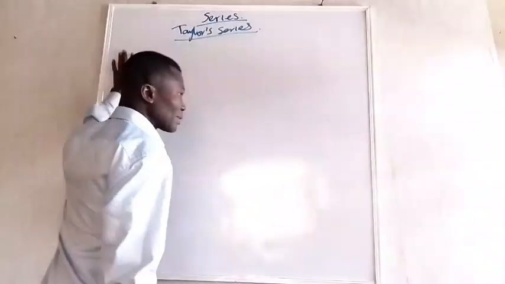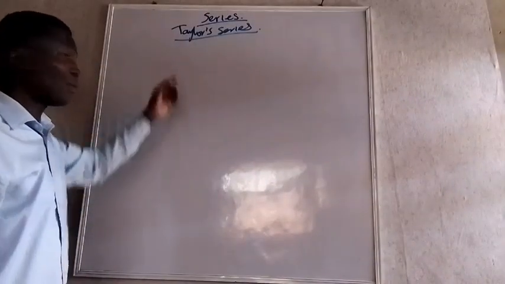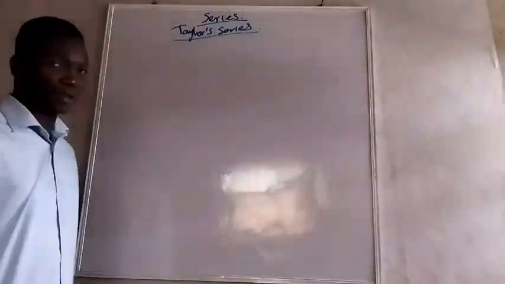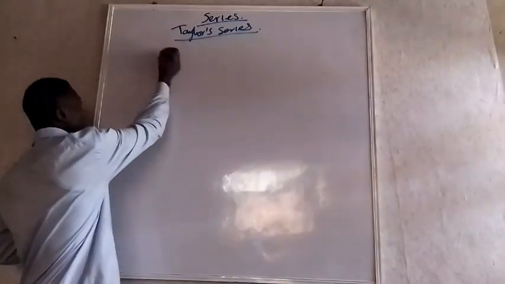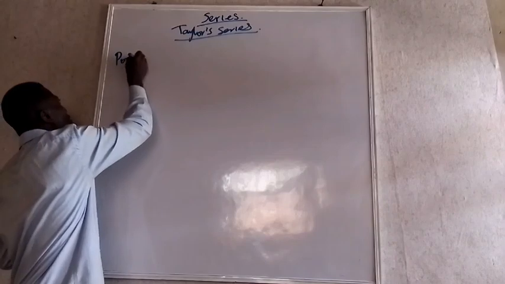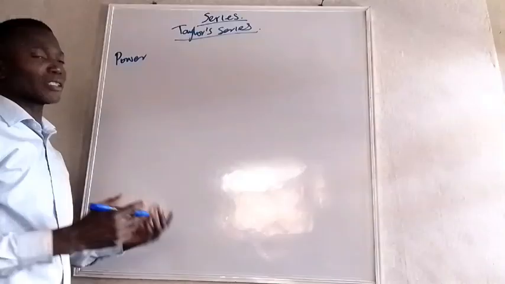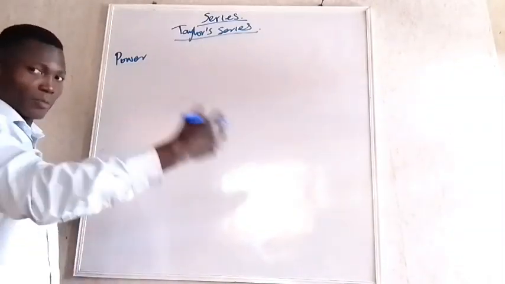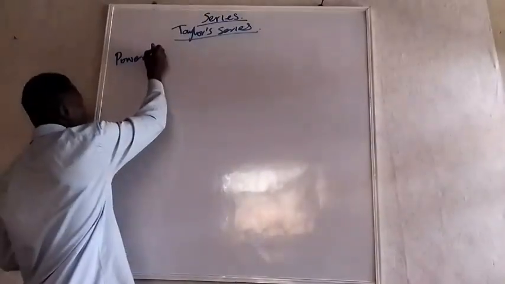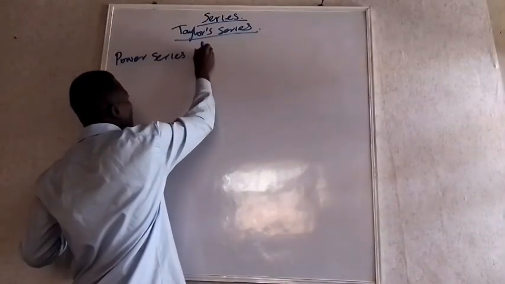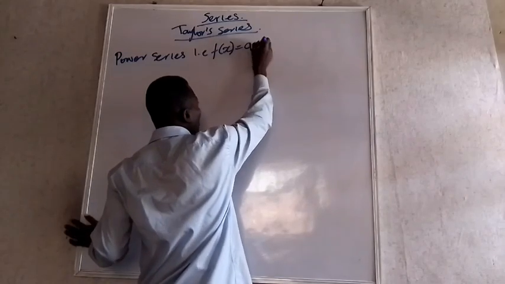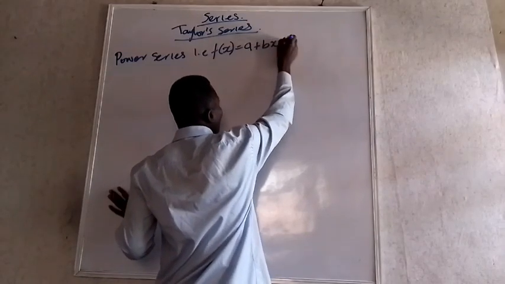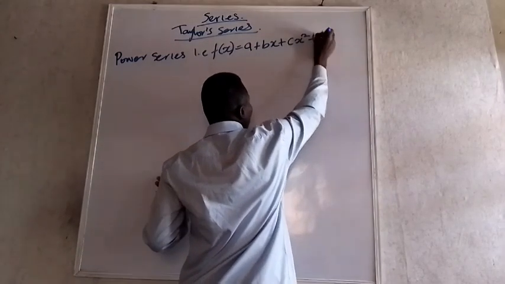About another important aspect of power series. Let's talk about Taylor's series. When we started power series, we talked about the power series itself. There we just said the series will be expressed in terms of the powers of x. That is, f of x will be expressed in terms of the powers of x as a plus bx plus cx squared plus dx cubed.